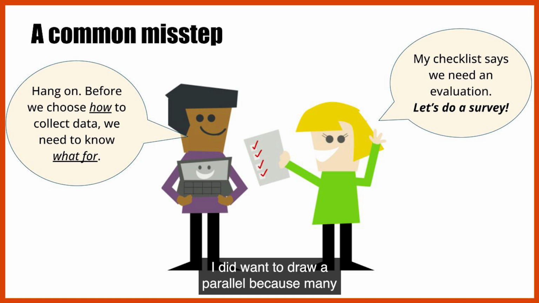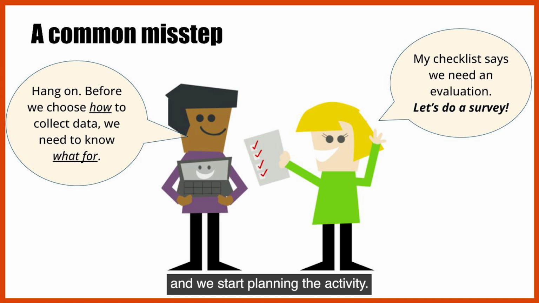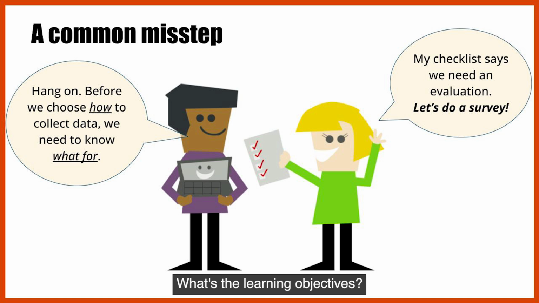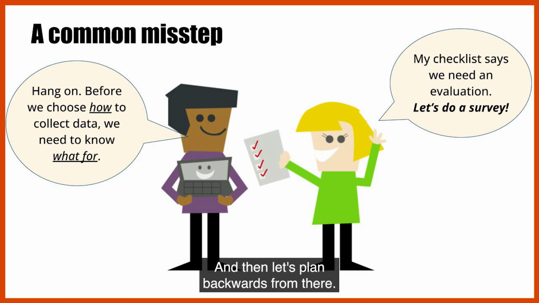I did want to draw a parallel because many of us are educators and in education, oftentimes when we have a workshop to plan, there is a similar common misstep, which is like, I did this great activity once. I want to do this activity with the participants in our workshop or the students in my session. And we start planning the activity. Many of us have been taught that it's smart to actually pause at that point and say, what are the outcomes we're looking for? What's the learning objectives? And then let's plan backwards from there.